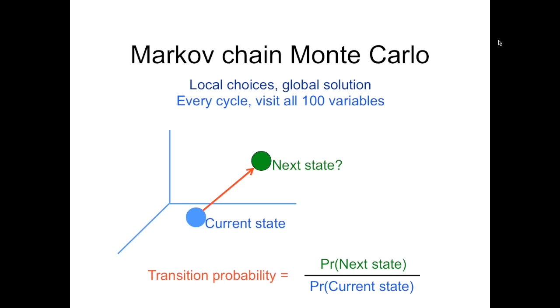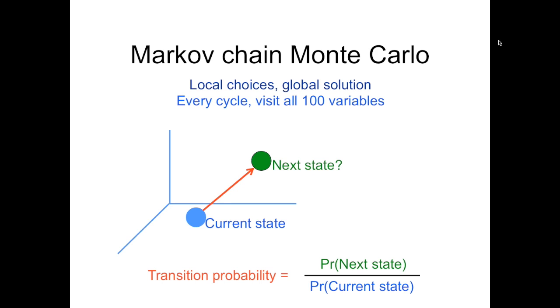The beauty of the method is that easy for a computer, local probability choices lead to a global solution that maps the entire probability space. Every cycle, whether it's 5,000, 10,000, or 100,000 cycles, TrueAllele will visit all 100 variables and do the operation I have represented in this picture. It begins in a current state, shown in blue in this multidimensional parameter space, and then a next state, shown in green, is proposed. If the next state has a higher probability, if it's better than the current state, the computer will move to those parameters.